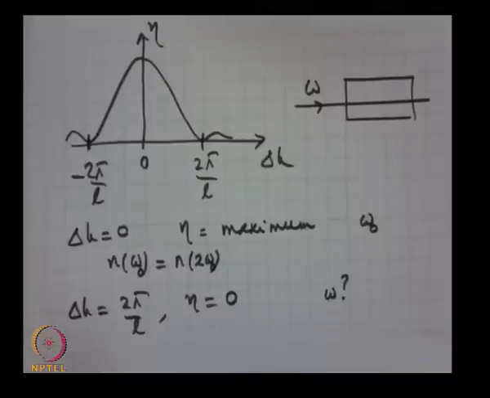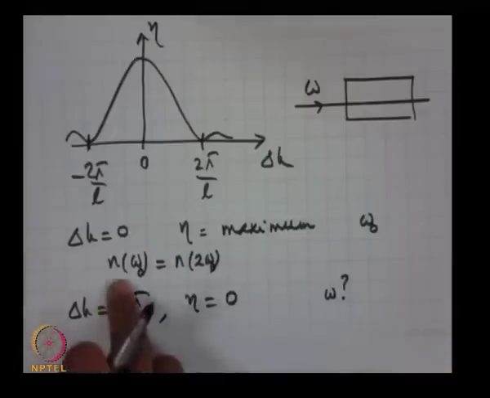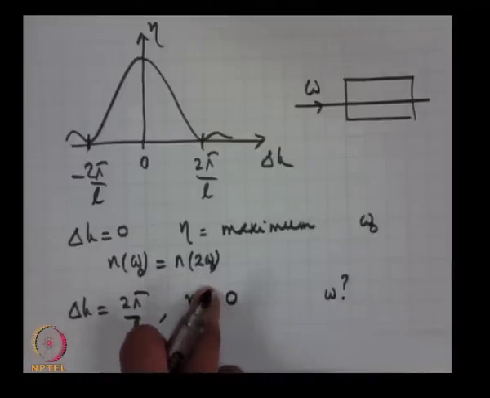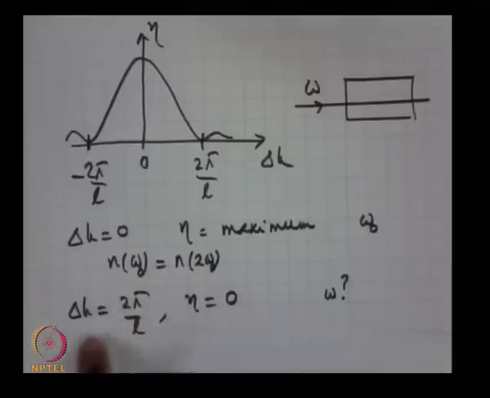Now, I change my frequency slightly away from omega naught. As I start to change my omega from omega naught, n of omega and n of 2 omega will vary, and this condition will no more be satisfied. And when this condition is not satisfied, delta k becomes finite. And when delta k becomes equal to 2 pi by L for a given length of interaction, at that frequency, the efficiency will become 0. So the question is, what is the change in frequency required from the center frequency for the efficiency to drop to 0? That means, how precisely should I adjust this omega frequency for maximum efficiency?